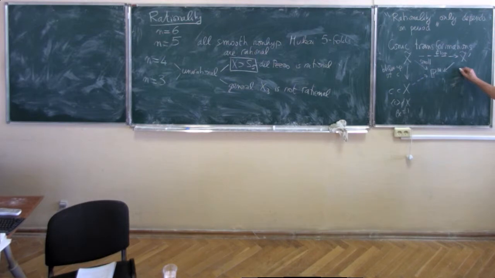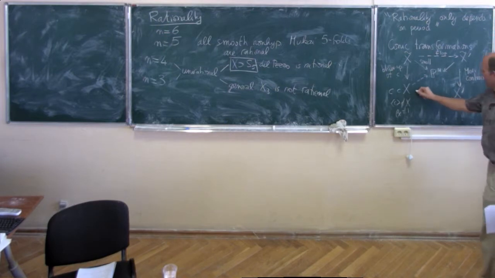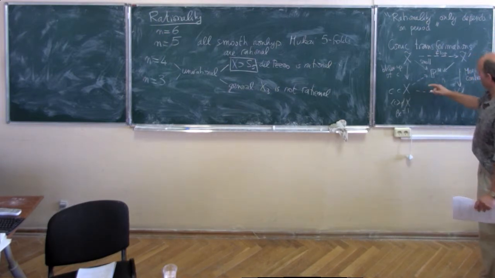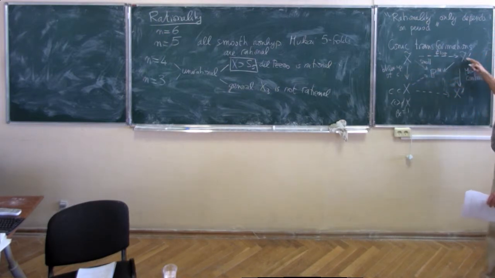So you get a Mori contraction here. So, and the conic transformation is the result. So this is birational. This could be anything. But in any case, it defines a rational map like this. The dimension here could be smaller than this one. So this kind of transformation is very much used in classification of Fano threefolds.